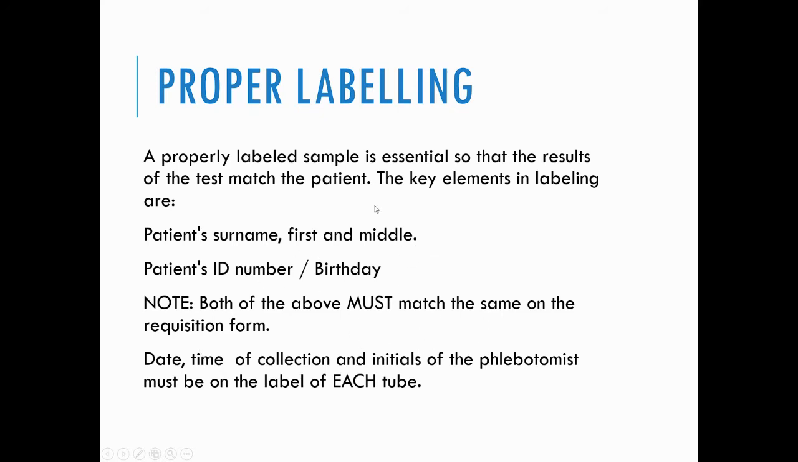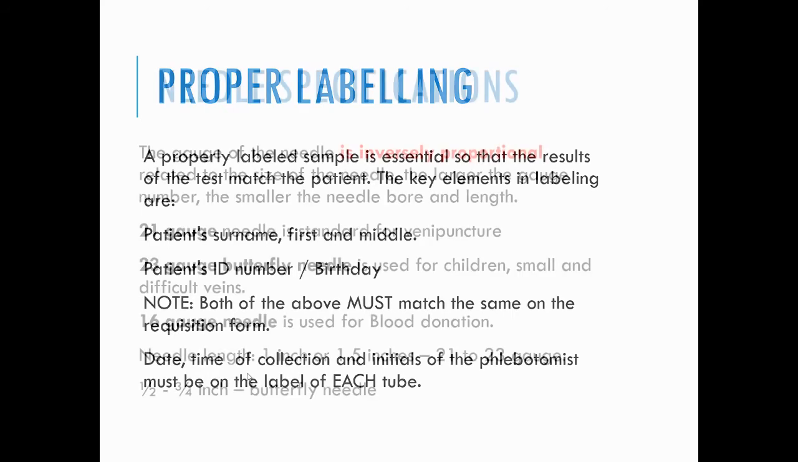Now, these should also be on the tube because they should be the same as on the requisition form. And date and time of collection, initials of the phlebotomist must also be on the label of each tube. So the date when you collected and the time when you collected.